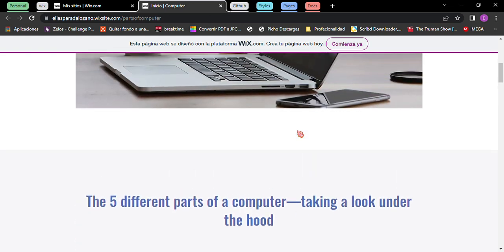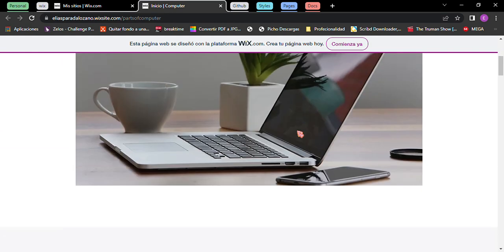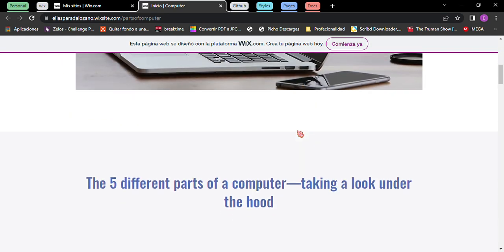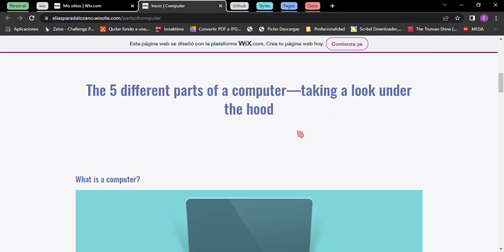Hello, I'm going to talk about the five different parts of a computer. Take a look under the hood.